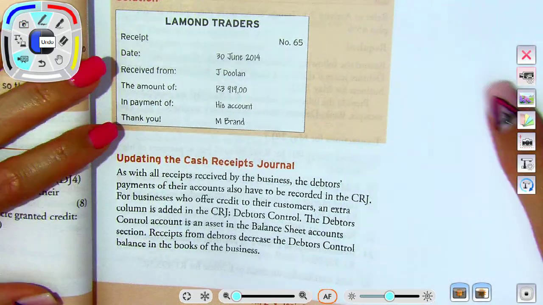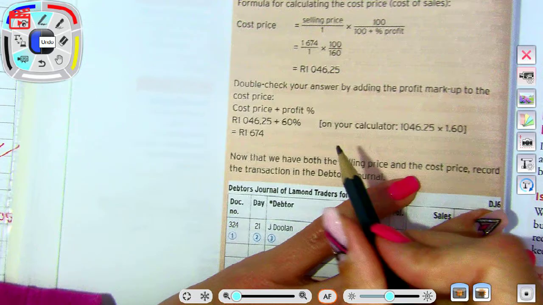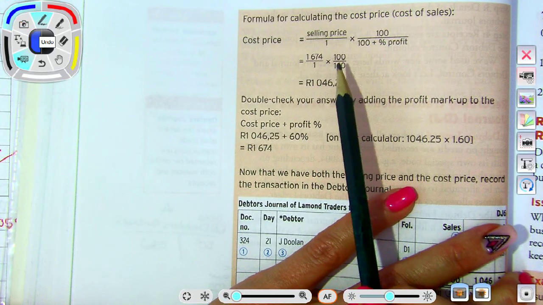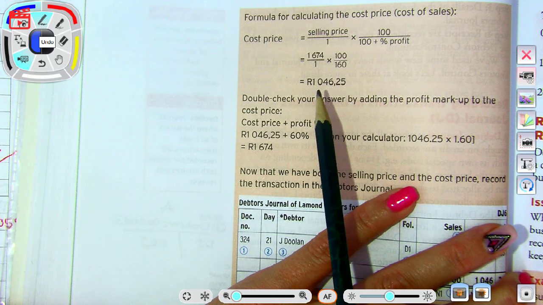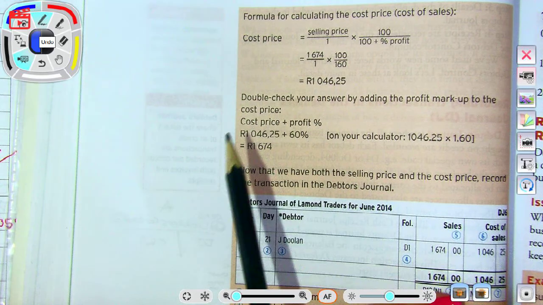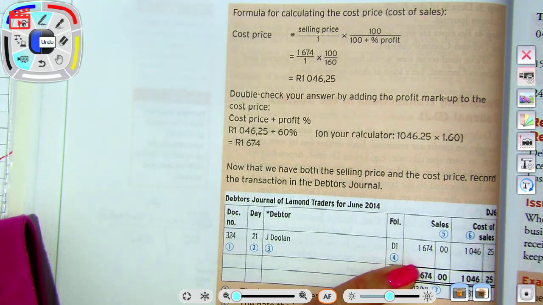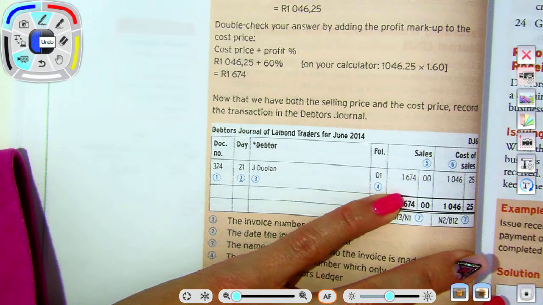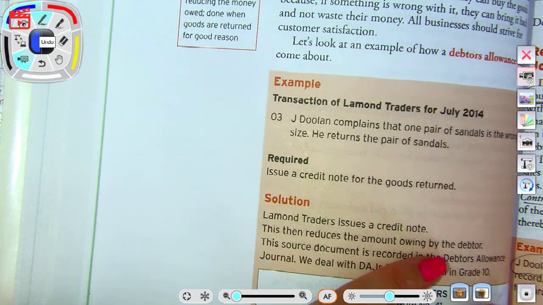Alright, so there they show us how to calculate the cost price and selling price. So we can see here, cost price equals selling price over 1. Basically the formula I just explained. And our cost price is 1,046 Rand and 25 cents. Okay, so then we've worked out our cost price and we know what our selling price was, because we can see that there, 1674.